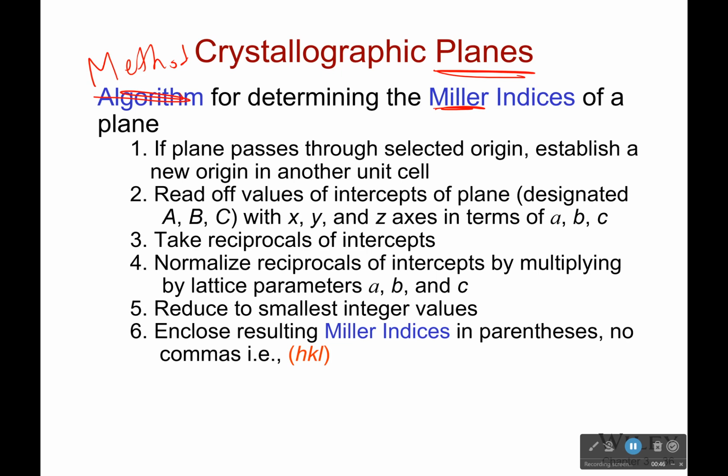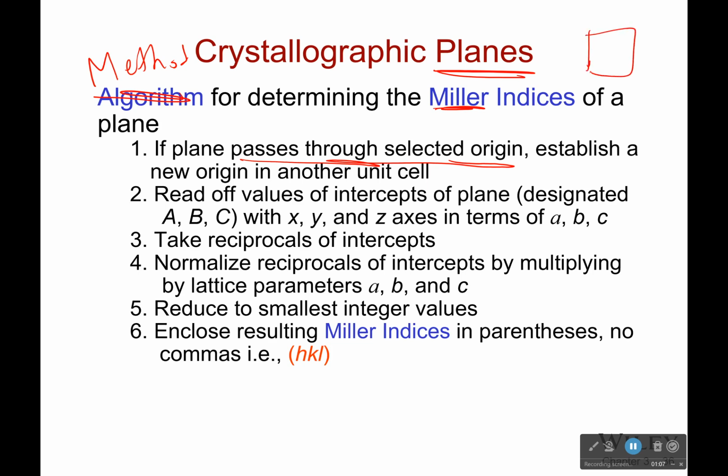So the first part is you have to find an origin. You find an origin to begin calculating this. And if the plane you're looking at or caring about passes through the origin that you selected originally, you gotta get a new origin. The plane can't pass through it because of how we define it. So just pick a different corner of your unit cell, you'll be fine.